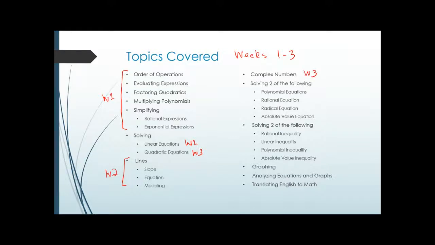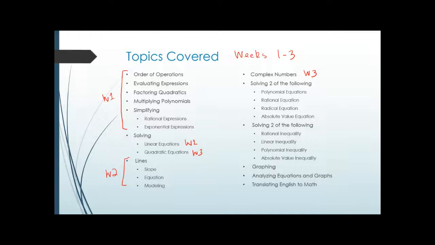Now, the next 2 bullet points, you're solving 2 of the following. So these are randomly picked. We have a test bank, and we've got a pool of questions, and they just randomly pick 2 out of there. So the first pool, there's going to be 2 questions, and you're going to pick from the same pool. You've got polynomial equations, rational equations, radical equations, and absolute value equations. So you're going to get 2 random problems that are in one of those 4 categories. You might end up with 2 rational equations, or you might end up with a polynomial and an absolute value. It's completely random, but there's going to be 2 questions pulled from there.